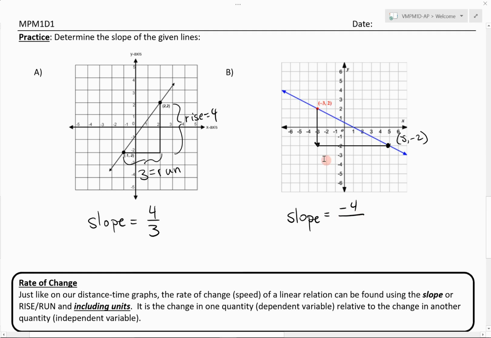My run is 1, 2, 3, 4, 5, 6, 7, 8. So it's 8 squares. It's still positive, so my run will be positive 8. So negative 4 over positive 8 is negative 1 over 2 in lowest terms. So my slope is negative 1 over 2.